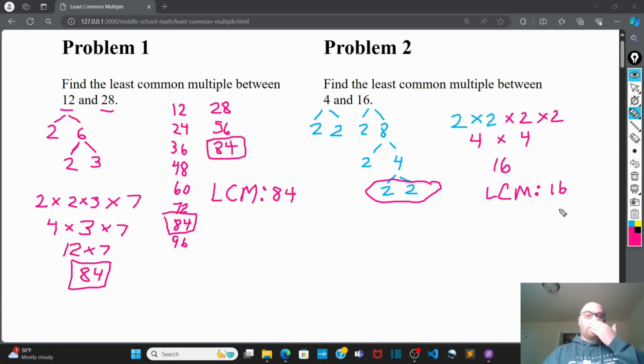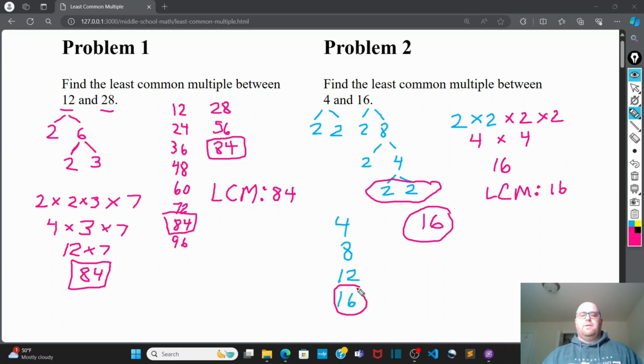Now another way to do this is just to list out the multiples. So I could start with the multiples of 4, which are 4, 8, 12. And you think of this as 4 times 1, 4 times 2, 4 times 3, 4 times 4 is 16. If I go with 16, I start off with 16 times 1, and I notice I've got the least common multiple here right from the start. So that's another way to do it. Again, you can list out the multiples or you can do the prime factorization.